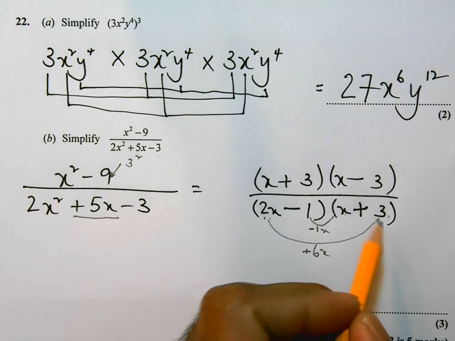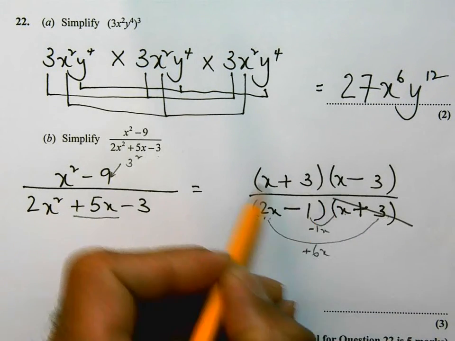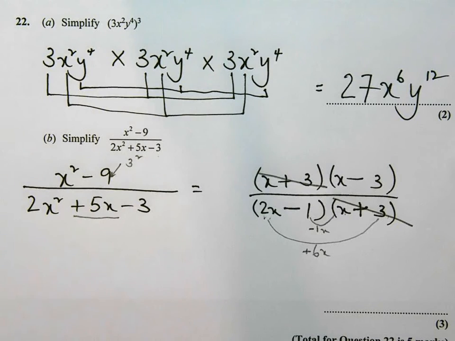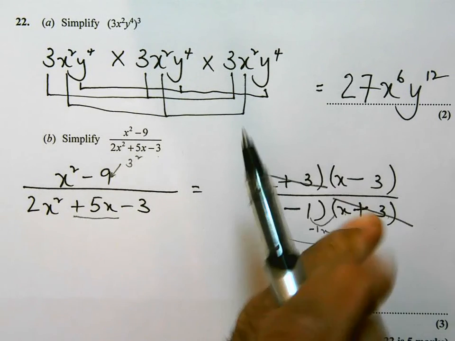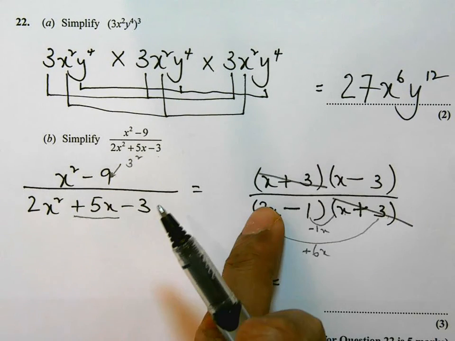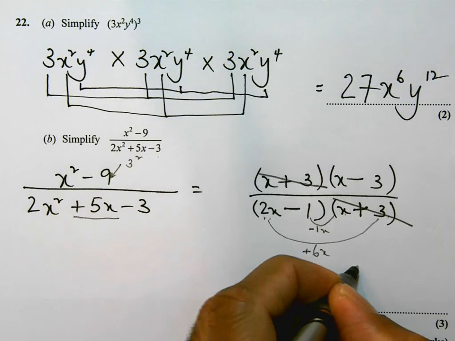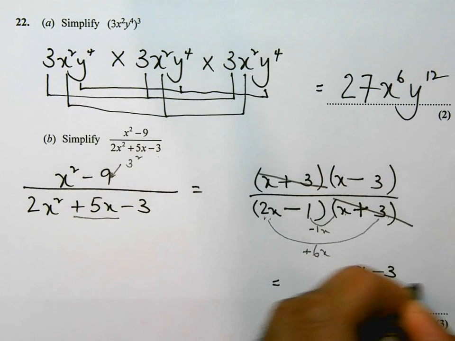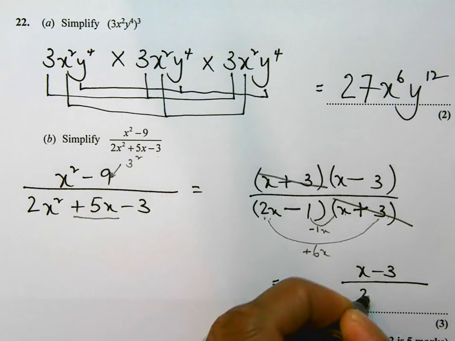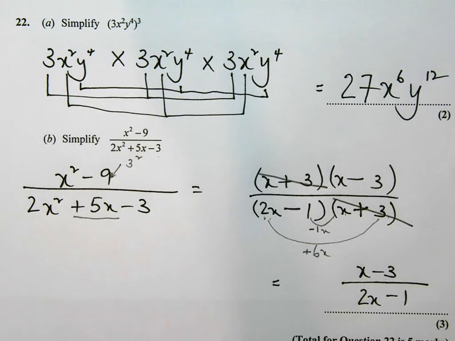And as I said, I knew something from the bottom was going to cancel out with something from the top, and those two are going to cancel out. And my answer, which, as the question said, simplify, is going to be x minus 3 over 2x minus 1. So x minus 3 over 2x minus 1.